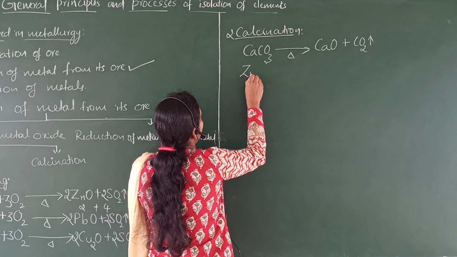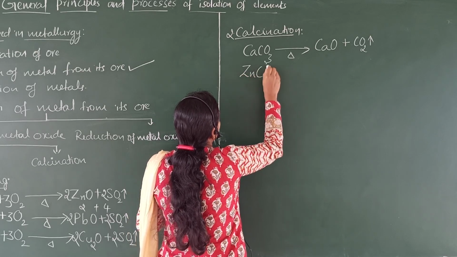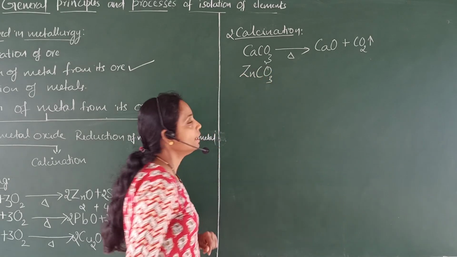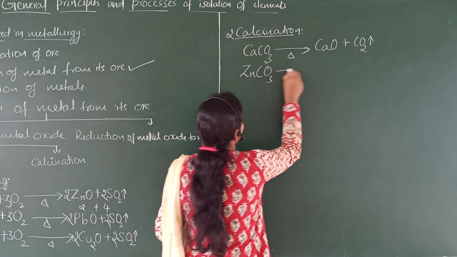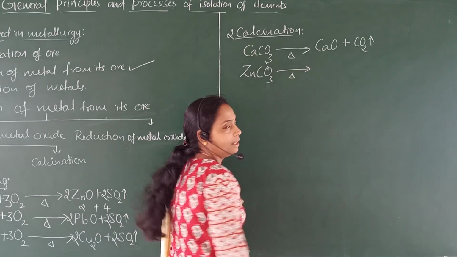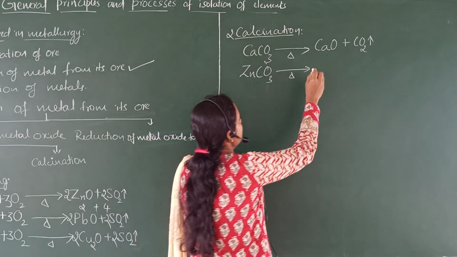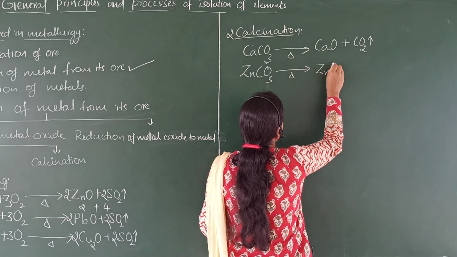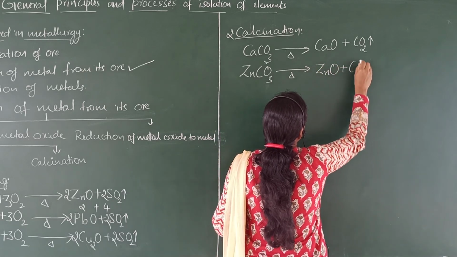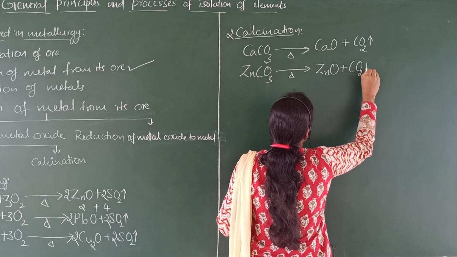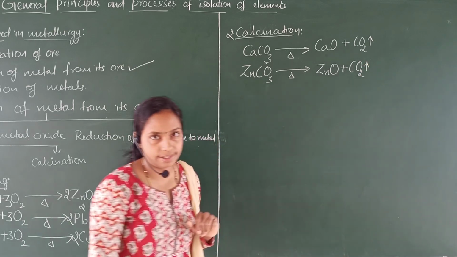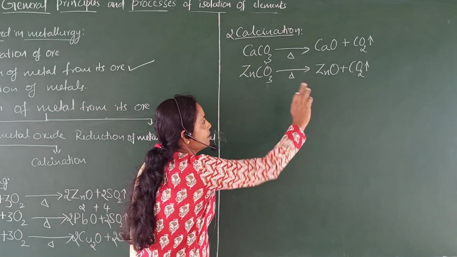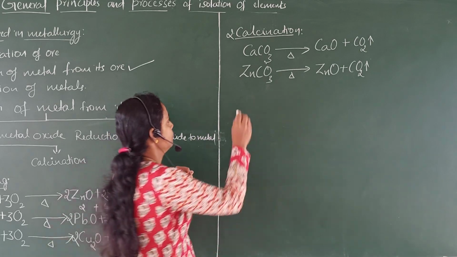Another example we will take is zincite, zinc carbonate. When we heat this zinc carbonate, it also undergoes a decomposition reaction giving rise to zinc oxide with the liberation of carbon dioxide gas. It is also a self-balanced equation.